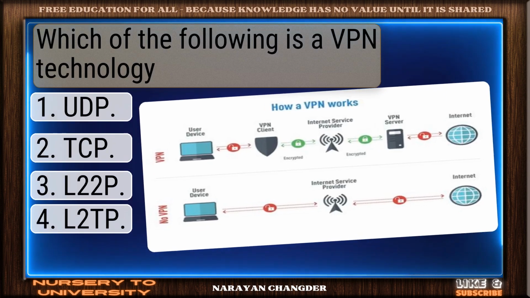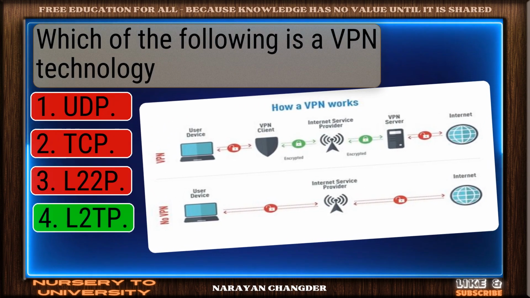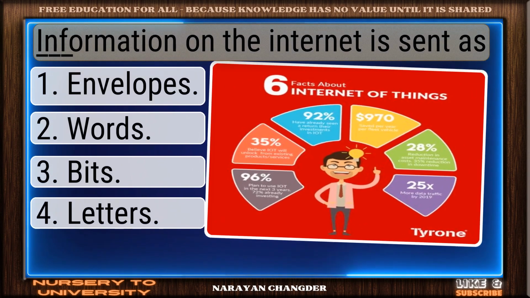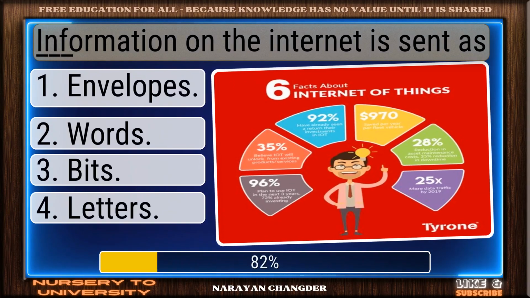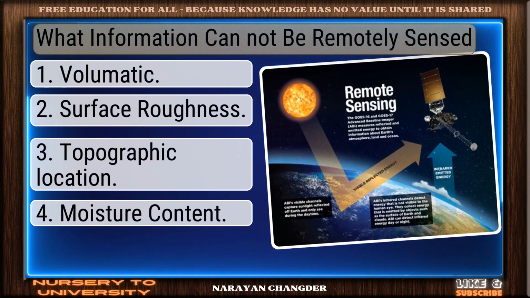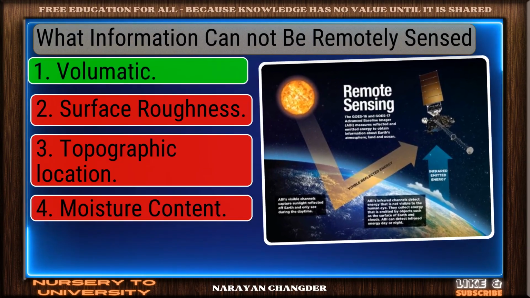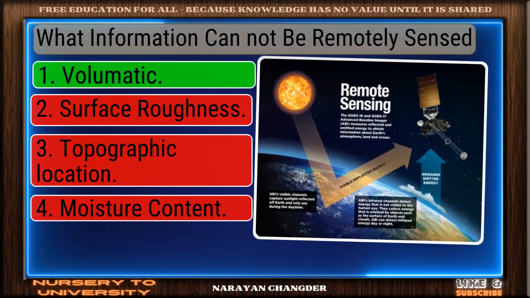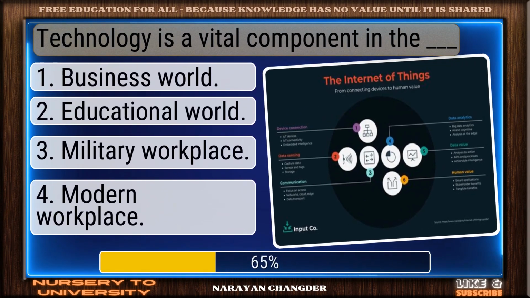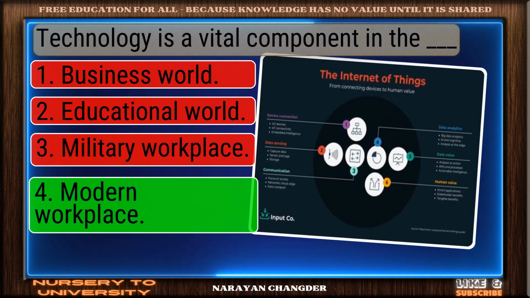Which of the following is a VPN technology? Clear logic. L2TP is sound. Information on the internet is sent as dash. Strong choice. Bits is right. What information cannot be remotely sensed? You got it. Volumetric fits. Technology is a vital component in the dash. Valid point. Modern workplace is true.